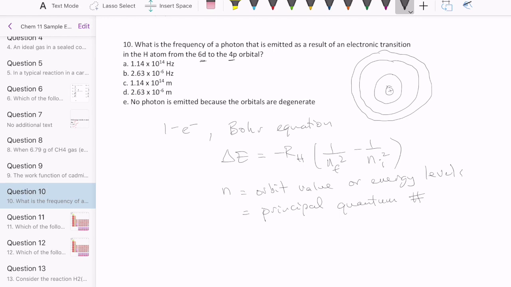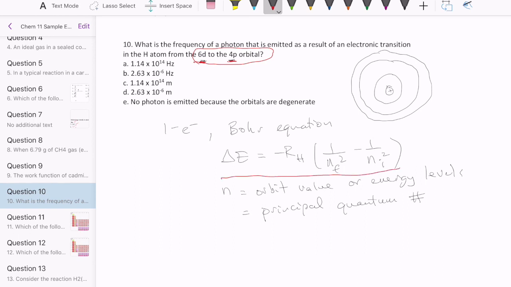So if you look at the question, it's asking to figure out the energy of the photon that would come out, in the form of the frequency of the photon, when there's a transition from 6d to 4p. Now 6d to 4p, of course, is using quantum mechanical concepts here, because in the Bohr model there isn't a 6d or a 4p orbital. It's just orbit value, either 1, 2, 3, 4, etc.